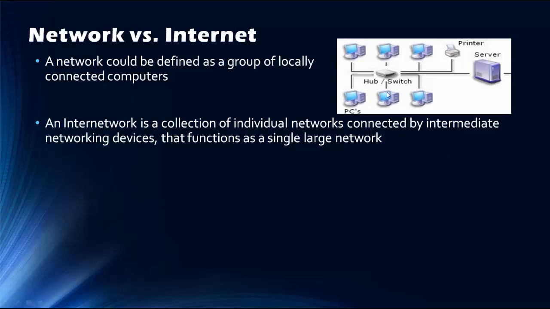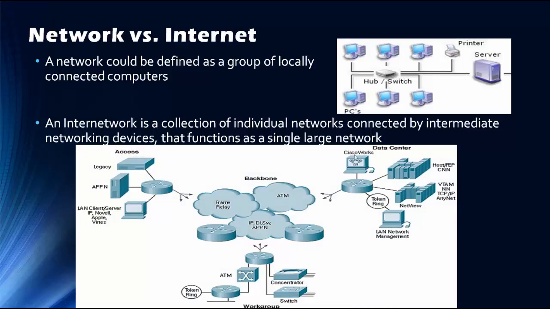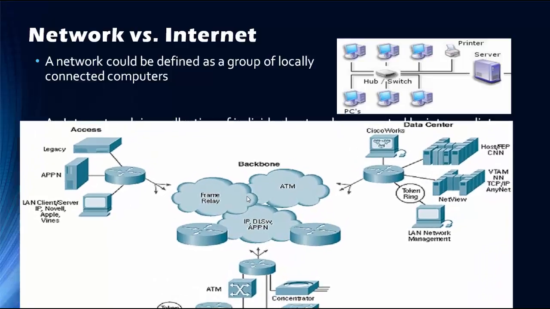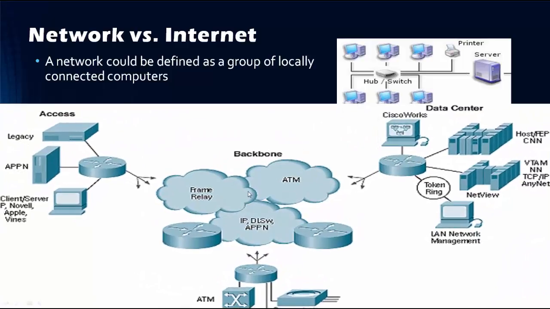As here in this picture, you can see there are some PCs with one printer and one server, and they are all connected with each other and have made a small network, whereas in the second picture you can see some individual networks connected with each other to make a large network that is called internet. That means when some small networks connect with each other and build a bigger network, that is called internet. And that is the difference between internet and network.